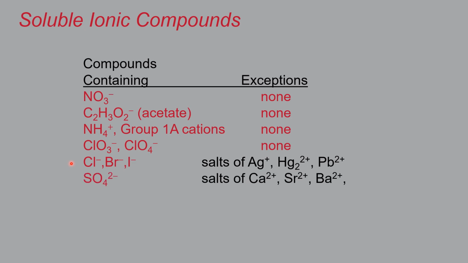And lastly for this slide, sulfate salts are generally soluble unless the cation is calcium, strontium, and barium, or our mercury +2 and our lead +2. If you want an easy way to remember these three, these are all in group 2A, so the second group over from the left. All right, so these are cases where you will look at a formula and know if the compound is soluble or not.